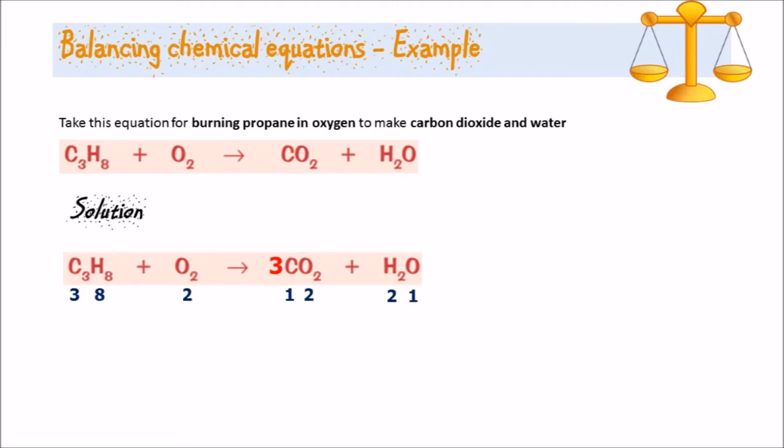So we could multiply the CO2 by 3. This will in turn give us 3 atoms for carbon. But of course the O2 is multiplied by 3, so that also gives us 6 for oxygen. Now that's it. Now we have the correct number of atoms for carbon, which is 3 and 3.